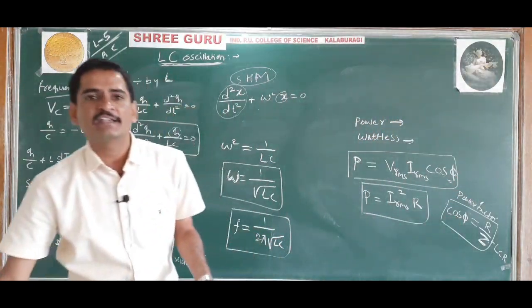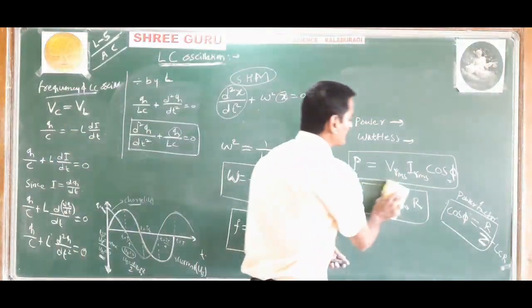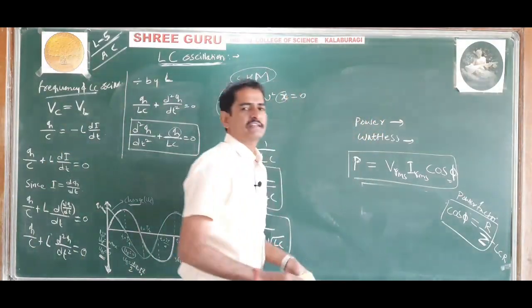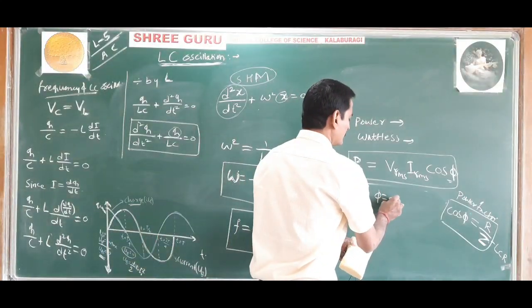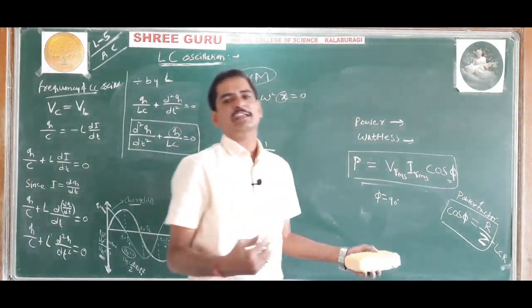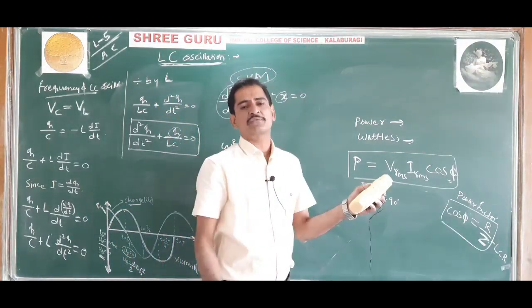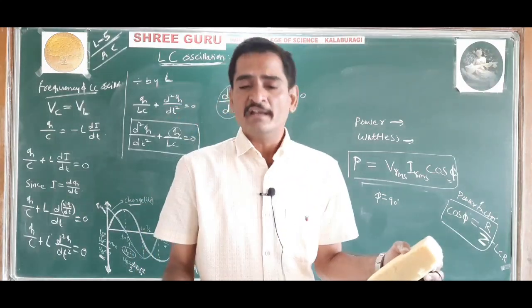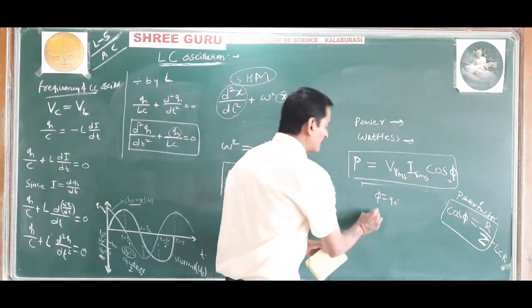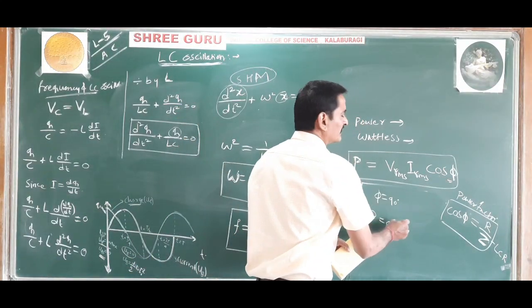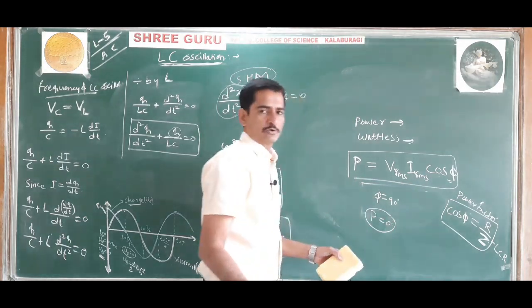So in a pure inductive circuit, phi will be equal to 90 degree. In a pure inductive circuit or in a pure capacitive circuit, both pure inductive circuit and capacitive circuit, the phase difference between current and voltage will be 90 degree. Hence power dissipated is 0. Cos of 90 degree is 0, so power dissipated is 0.